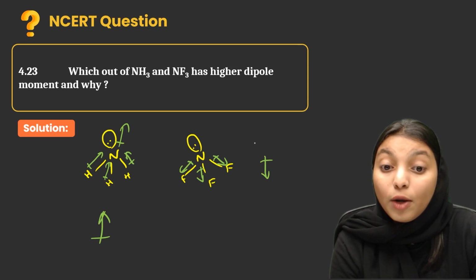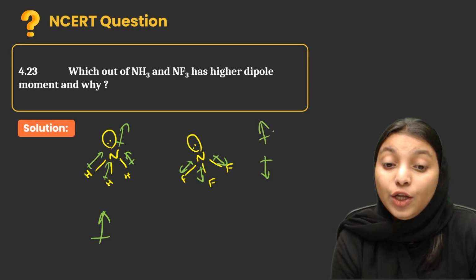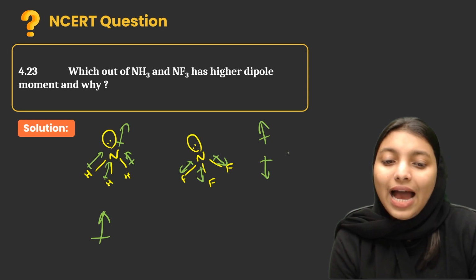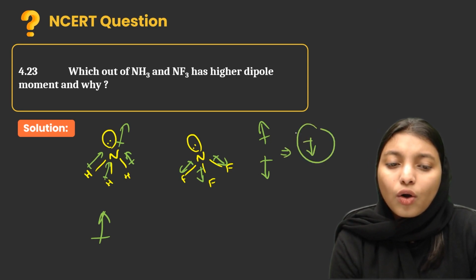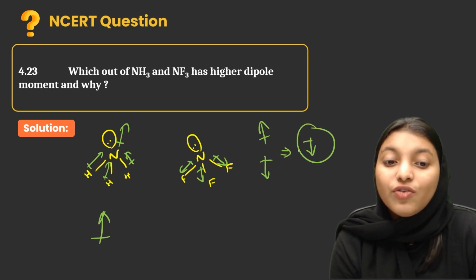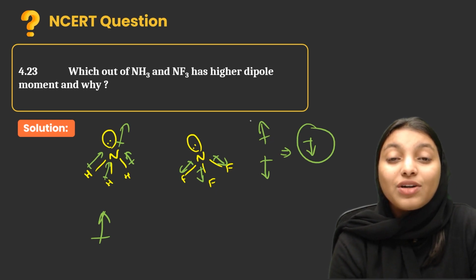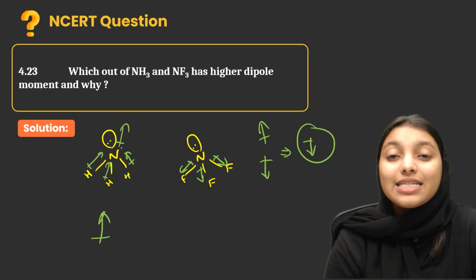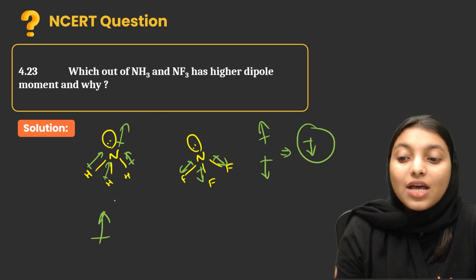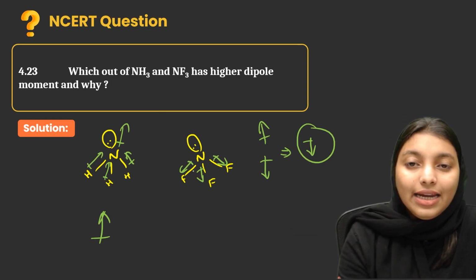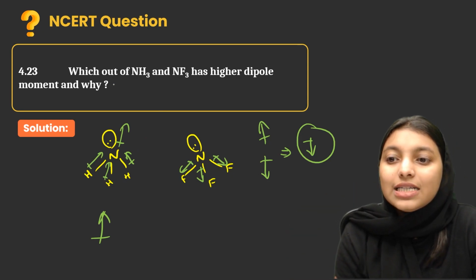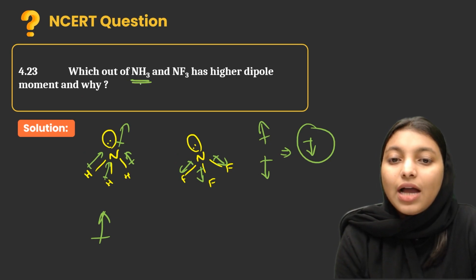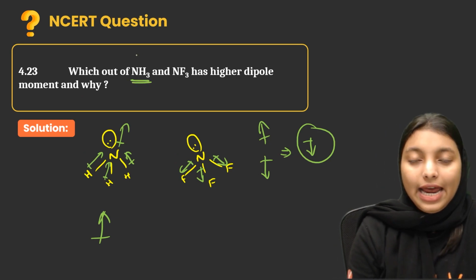And here we have one lone pair also. It will be giving some value towards upwards, and we will get a resultant like this, which will be very small because subtraction is happening. Here everything is getting added, so we will get a higher value in ammonia than in NF3. That is how ammonia has a higher dipole moment than NF3.